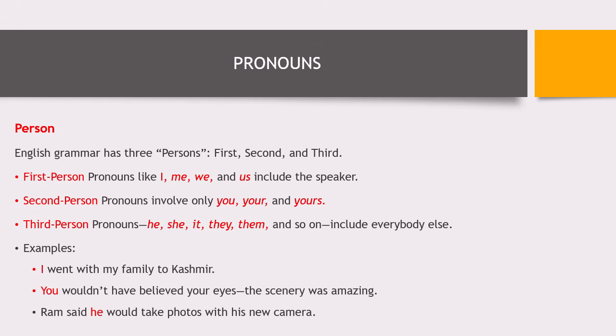Examples: I went with my family to Kashmir. Here, I is the speaker, and hence, first person. You wouldn't have believed your eyes, the scenery was amazing. Here, you is second person. Ram said he would take photos with his new camera. He refers to Ram, and it is third person.